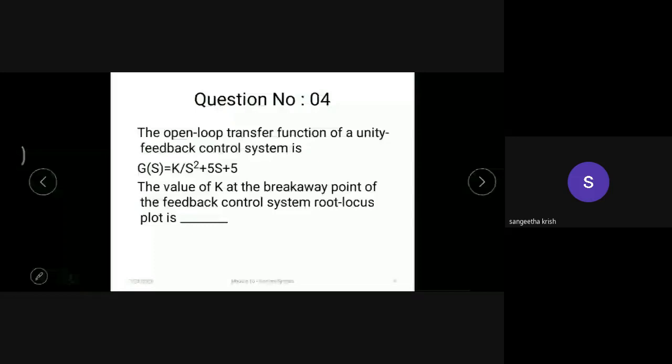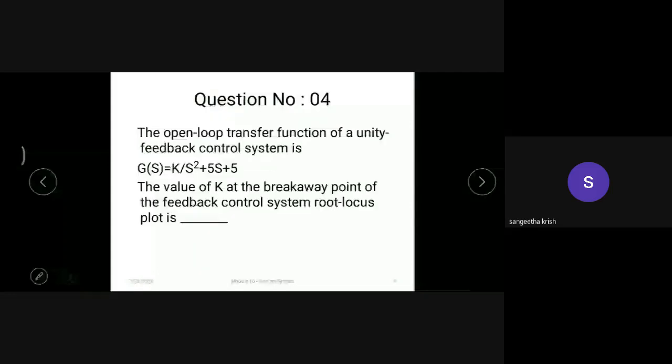Okay, first we'll find out the breakaway point. To find the breakaway point, we know that dK by ds, that is the differentiation of K with respect to s, should be equal to 0, similar to the minima concept. Okay, so dK by ds is equal to 0. To get K, always go once again to the characteristic equation. We know that the characteristic equation is nothing but 1 plus G of s equal to 0.